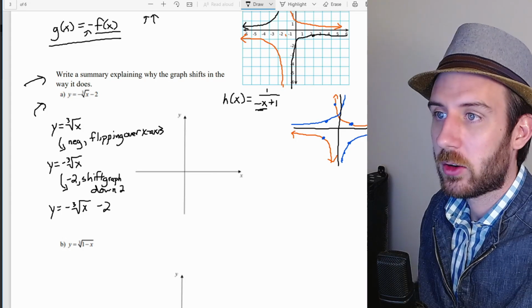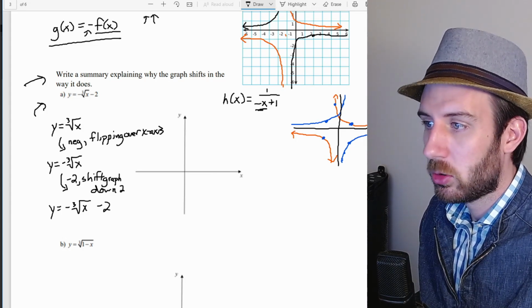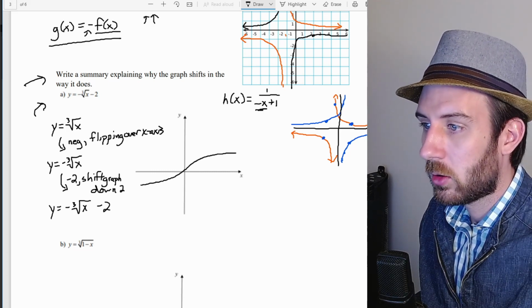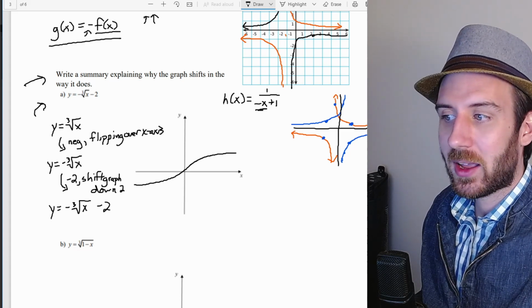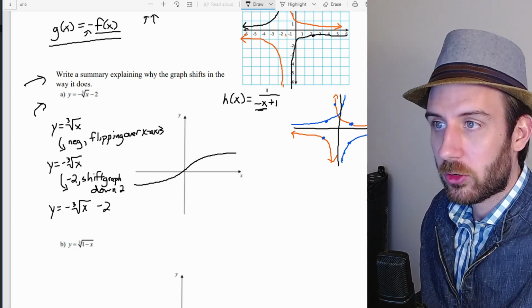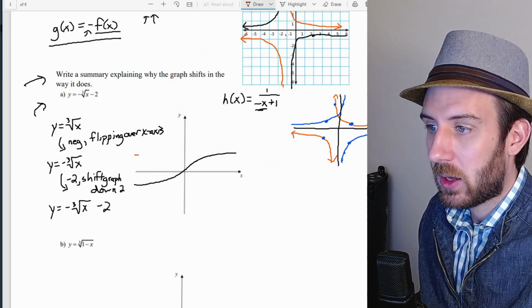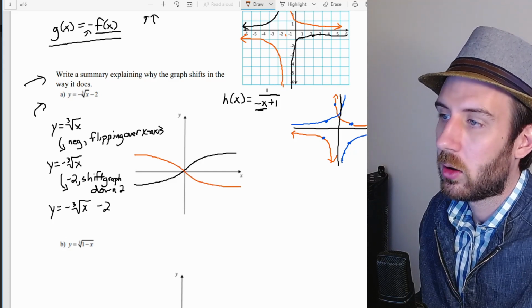Okay, let's try to do all of that all together. We're going to have to write and erase and erase and write, but we're going to get there. Okay, cube root of x. That's the graph that looks like this. I am then going to make it negative, so I'm going to flip all of my heights over. So I'll do that in a new color. That's going to make all of my negative heights into positive heights, all my positive heights into negative heights. So now I am like this.